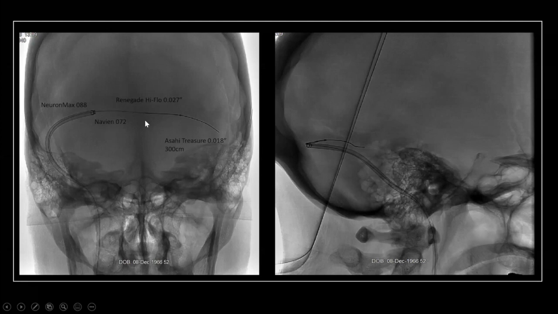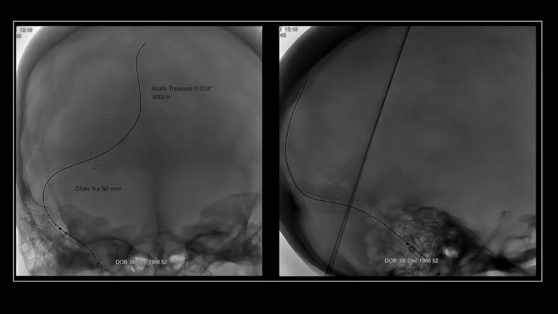And again, similar setup with a Renegade High Flow and the Asahi Treasure, and I was able to introduce the Neuron Max distal to the stenosis so I can stent. For me, the prerequisite is that the Neuron Max is in the sigmoid sinus in order for the stenting to occur. If not, then I do not think that it can proceed safely. So in this particular case, a 9/60 was placed.